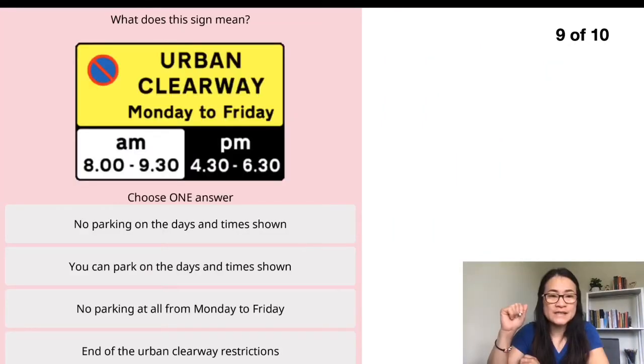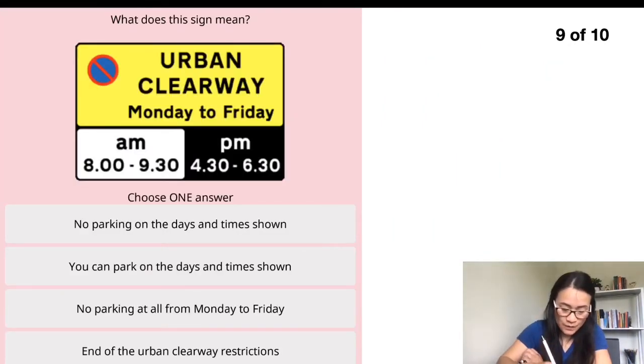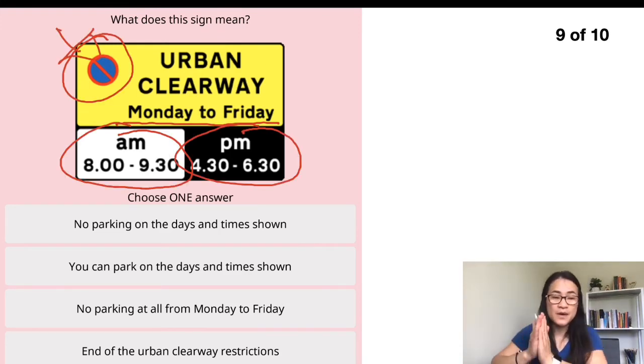Question 9, what does this sign mean? Have a look at this sign here. It's about restricted parking. Date and time on the sign means you're not allowed to park at that time. The first one says no parking on the days and times shown, which is correct.